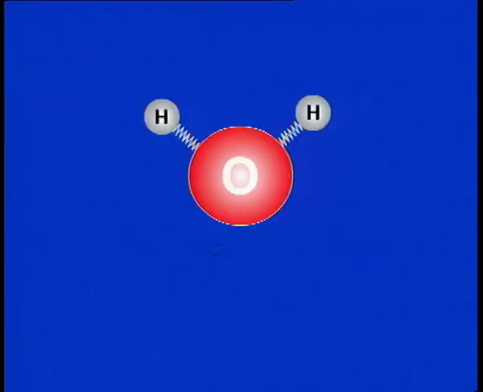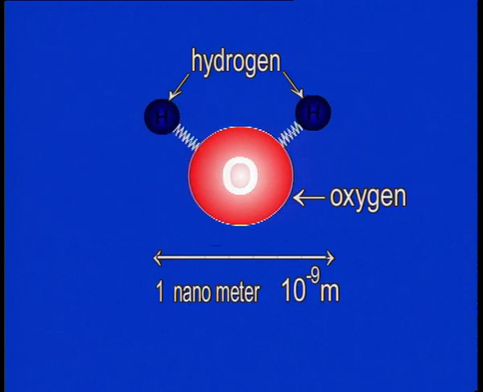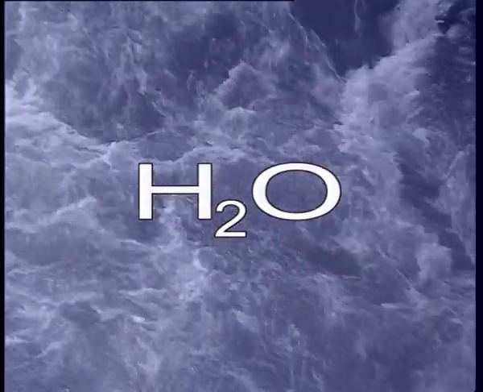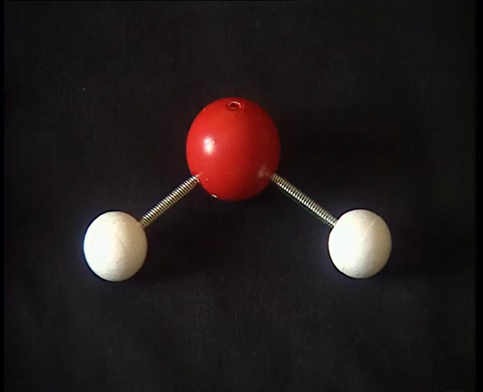The water molecule is relatively small in size, just 1 nanometer, a millionth of a millimeter, consisting of 1 atom of oxygen and 2 atoms of hydrogen. This gives the molecule, and therefore water itself, the familiar chemical formula of H2O. The formula is familiar, but what does it mean? In these models, the red ball represents oxygen and the white ball represents hydrogen.